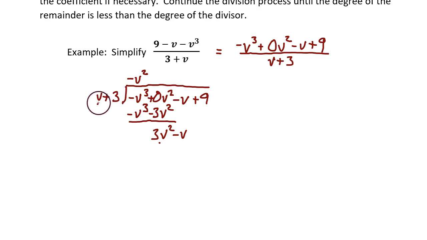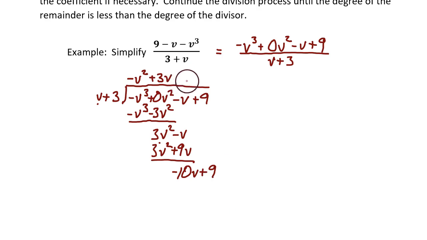V times what makes 3v squared? Positive 3v. 3v times v is 3v squared. 3v times 3 is positive 9v. Now what do we do? Subtract. Negative 1v subtract 9v is negative 10v. What do you do next? Bring down the next term.